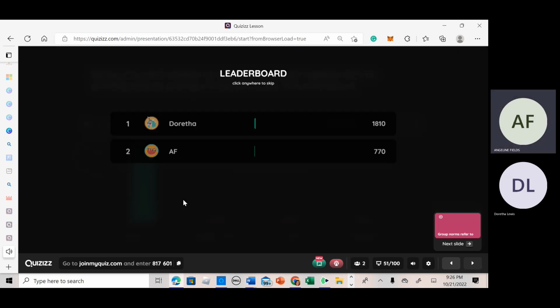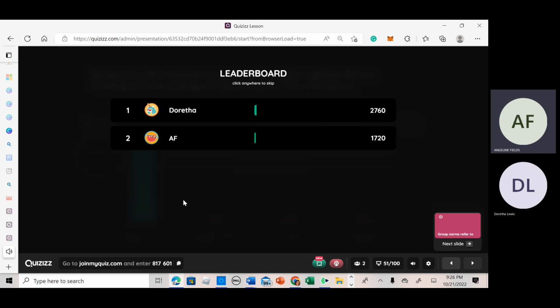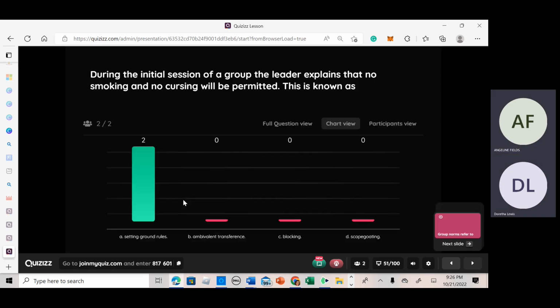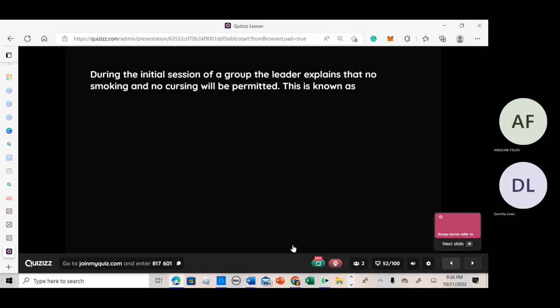So we both selected A, setting ground rules. We just want to make sure that the standard of behavior is known as a norm, so that the leader can specify the ground rules for everyone in the group, so that everybody can be on the same page. I couldn't say it better myself. Okay, next.